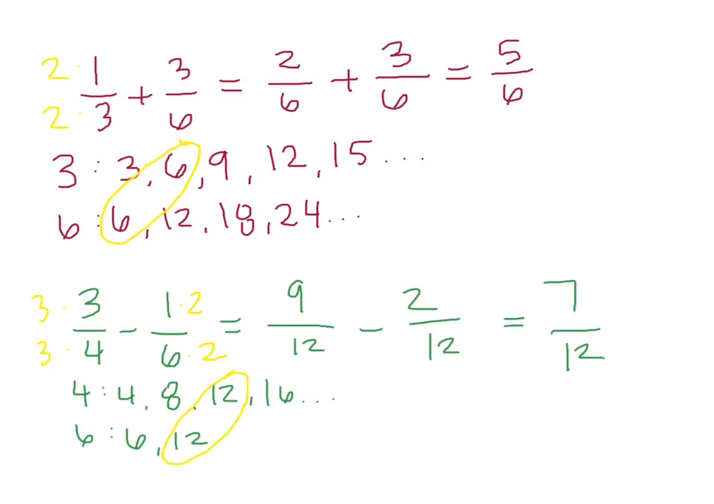So here's the solution that I got. I started making a list. I made a list of the multiples of 4, and then I made a list of the multiples of 6, and I stopped when I got to 12 because I noticed that that was common between 4 and 6.